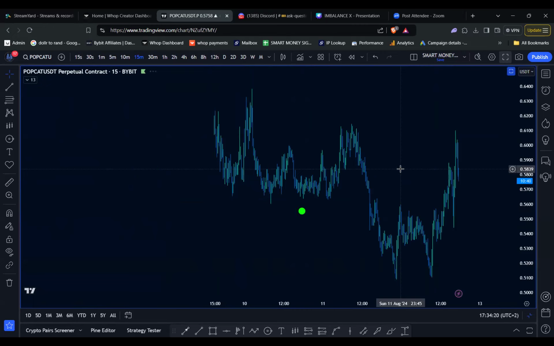Now I want to move it down to not using the daily. We're going to move it to the 12 hour.